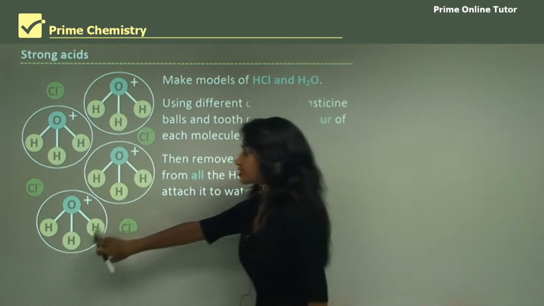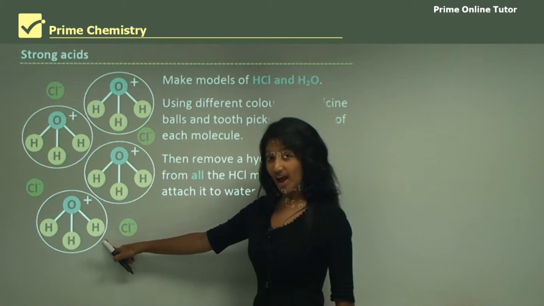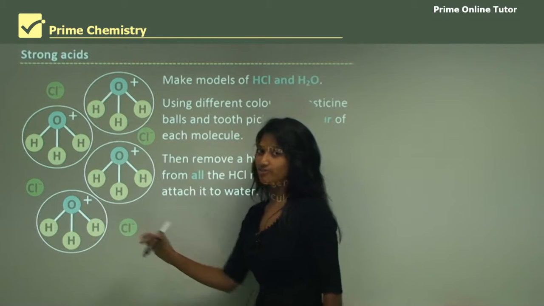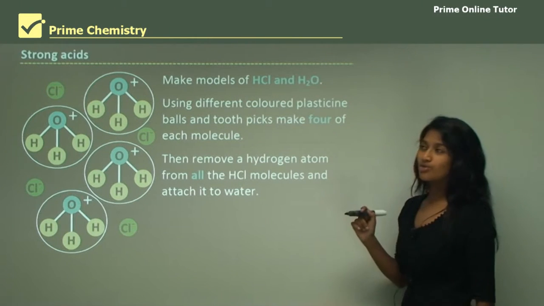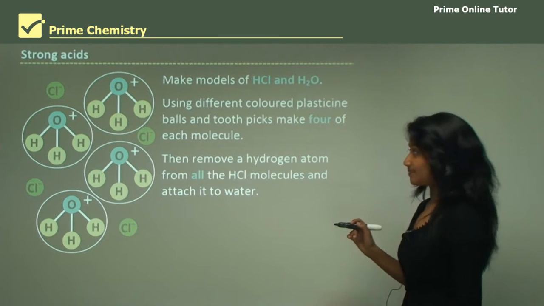So here's a hydronium ion. You would have 3 hydrogen atoms and 1 oxygen atom, and you would know that this has a charge of +1. So this is how you would model strong acids. Now we will compare it against a weak acid.